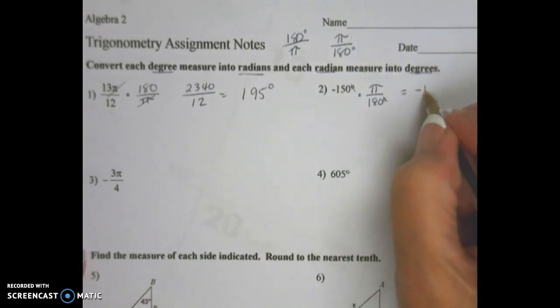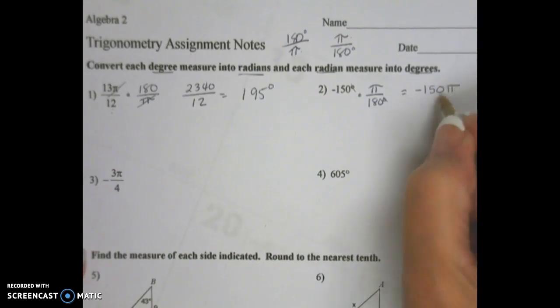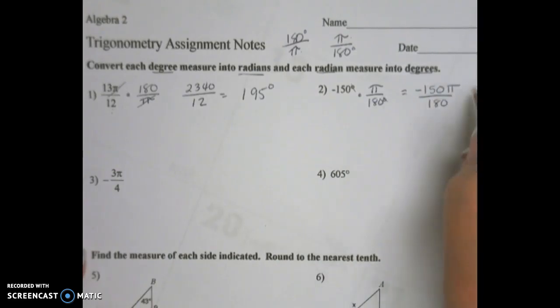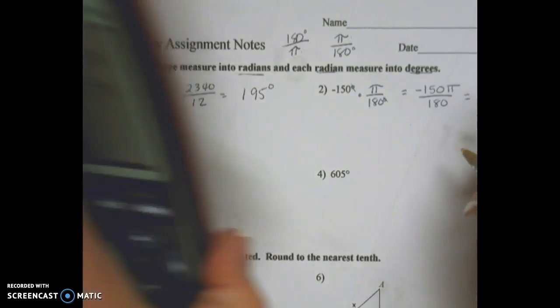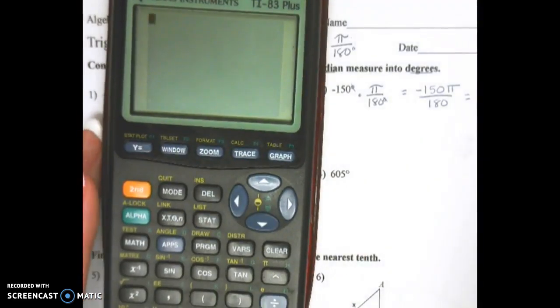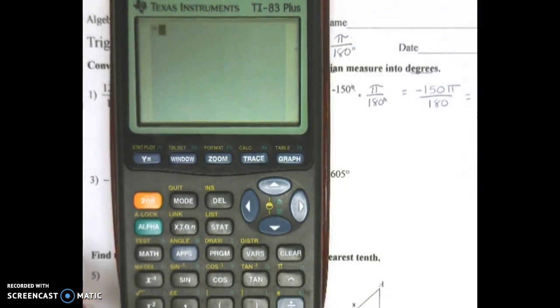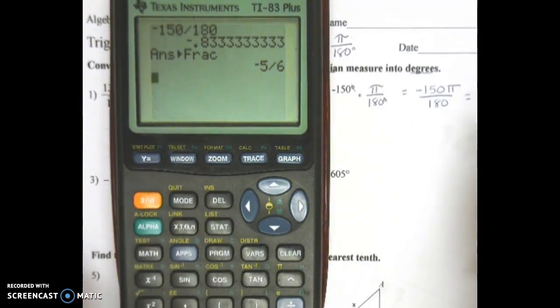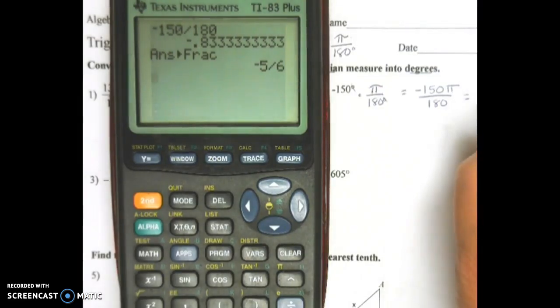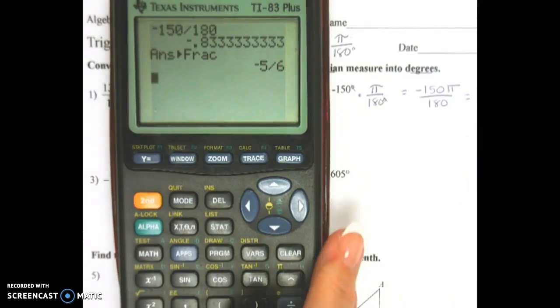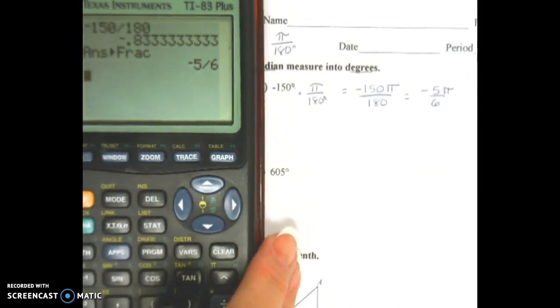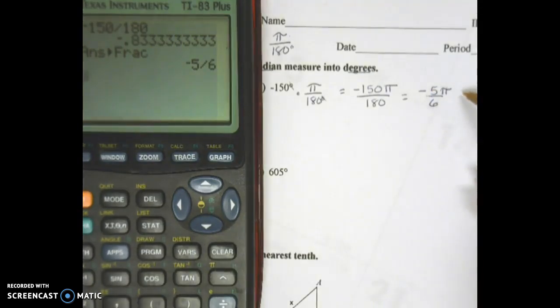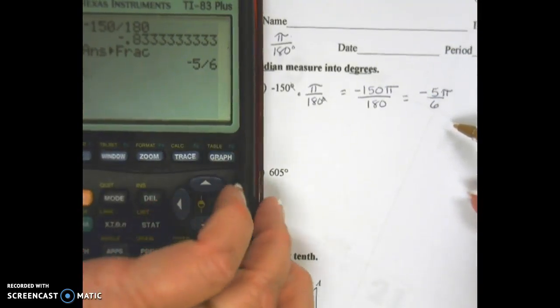Now, I have negative 150 pi over 180. Now, in my calculator, I am merely going to put negative 150 divided by 180. Math, enter. And I get negative 5/6. Now, I need my pi, and I'm going to put it on top. So negative... Whoops, sorry, I went off the screen. Negative 5 pi over 6.